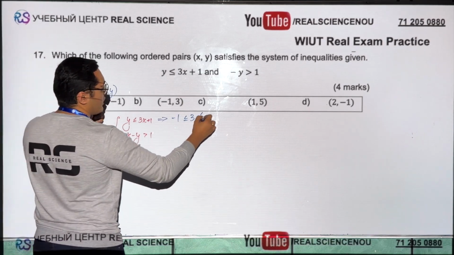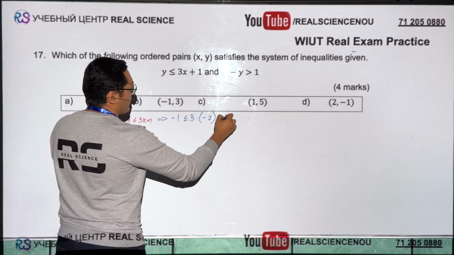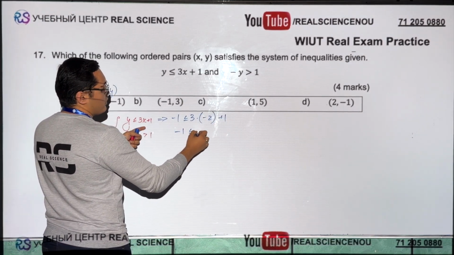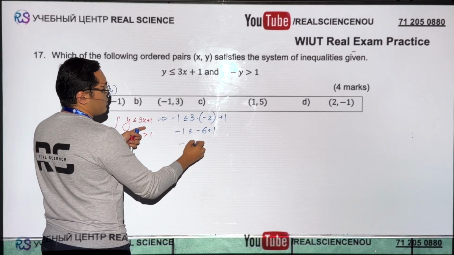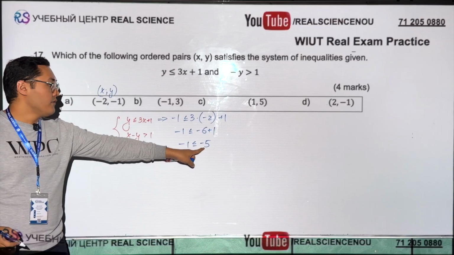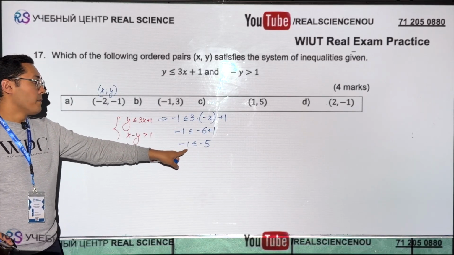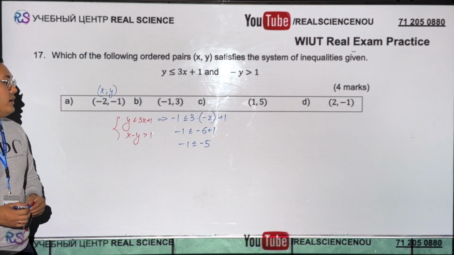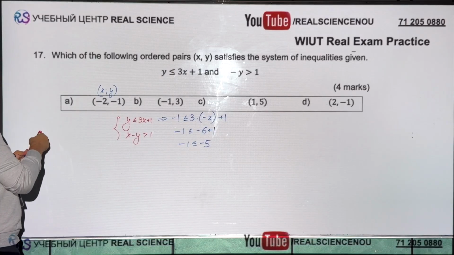Instead of x, we put minus 2 plus 1. That's going to give us minus 1 less or equal to minus 6 plus 1. Minus 1 is less or equal to minus 5. And because we know that minus 5 is not more or equal to minus 1, A is not the answer.